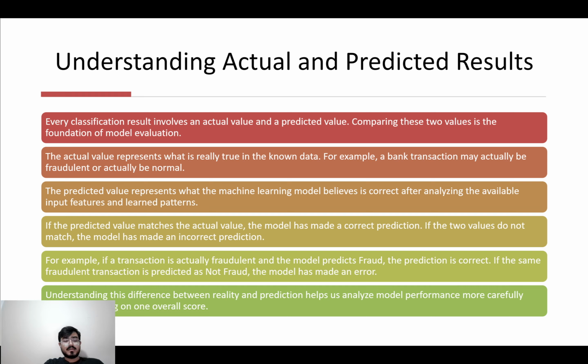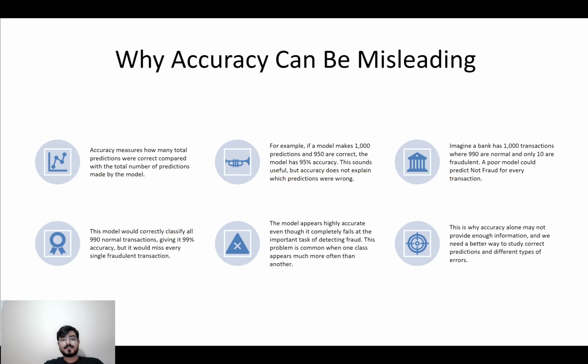This simple comparison becomes the foundation for the confusion matrix and every performance metric that we will learn later in this presentation. In the next slide, we will see why relying only on accuracy can sometimes create a misleading picture of the model's performance.